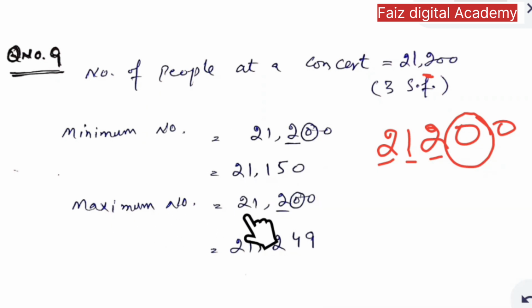And to find out the maximum number, again we will see this number, and we can see that in this number this 2 would remain 2 if the next number is 4. If it becomes 5, it will change this 2 to the 3. So maximum that we can change this 0 is up to 4, and the next number is 9. So this is how minimum and the maximum numbers are determined from a given number which is having some significant figure level.